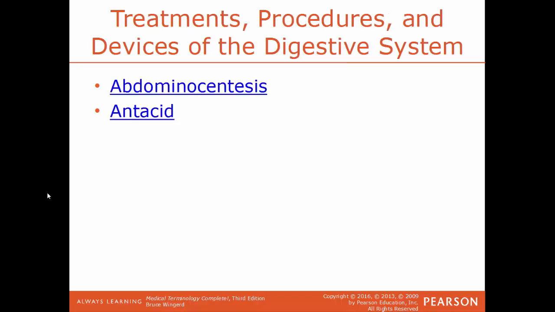All right, now we'll talk about some particular treatments and procedures and devices of the system. Our first one, abdominocentesis. This is where fluid is withdrawn from the abdominal cavity. Antacid, this refers to a medicine that will correct the acidity production of the stomach. This is used to neutralize the high acid levels produced.